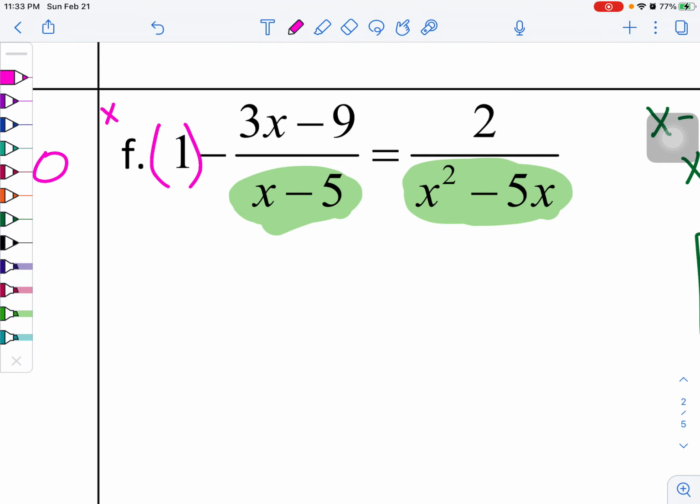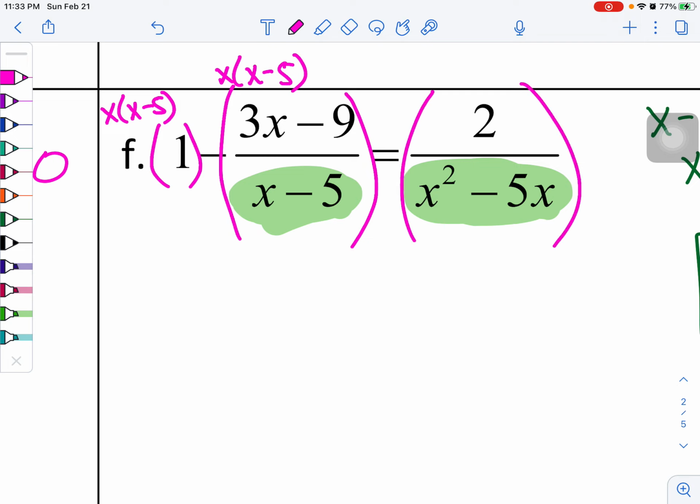That becomes my LCD that I want to multiply with. So I'm going to take this 1 times x minus 5. I'm going to take this fraction times x minus 5. And let's take this fraction times x minus 5. Let's see what I can cancel.